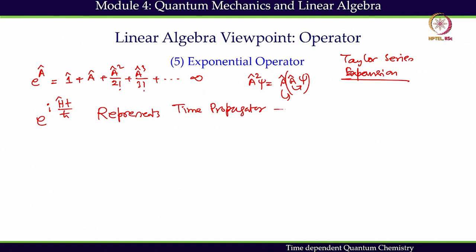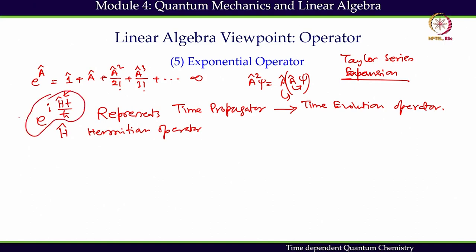And that is why it is called the time evolution operator. Why it is called the time evolution operator, we will find out. But one thing is clear: because H, we know, is the Hamiltonian operator, it is also a Hermitian operator. So, if H is a Hermitian operator, in the previous slide we have seen that this whole complex function is going to be a unitary operator. So, this time propagator is a unitary operator in quantum mechanics.